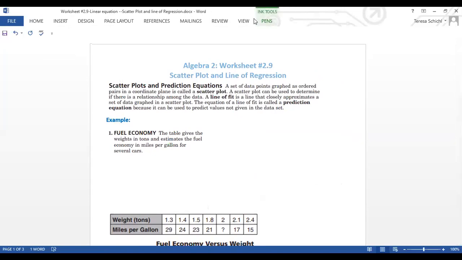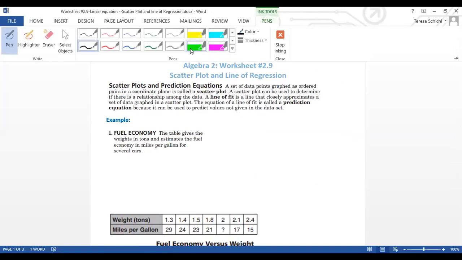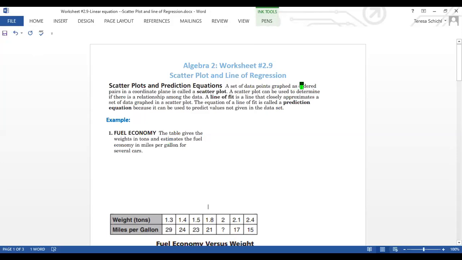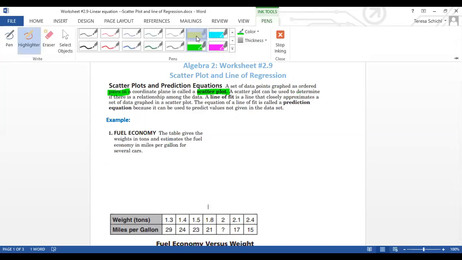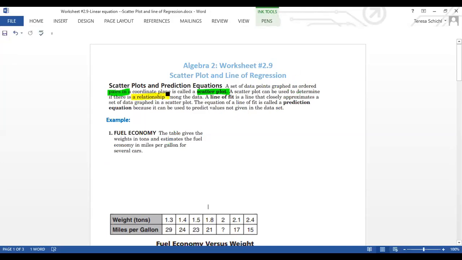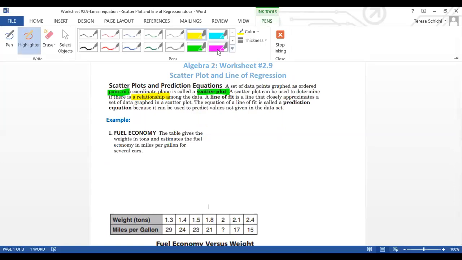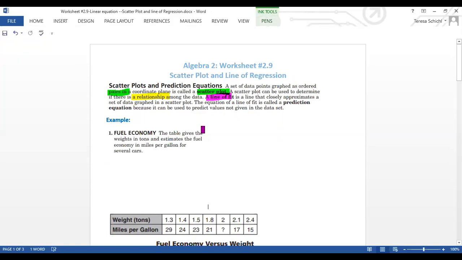Let's take a look at the definitions here. A set of data points graphed as all the pairs, like we talked about, we call a scatter plot. The scatter plot can be used to see a relationship, like the example we gave, the number of hours you study and the grade. The line of fit is the line closely approximated to the set of data here.